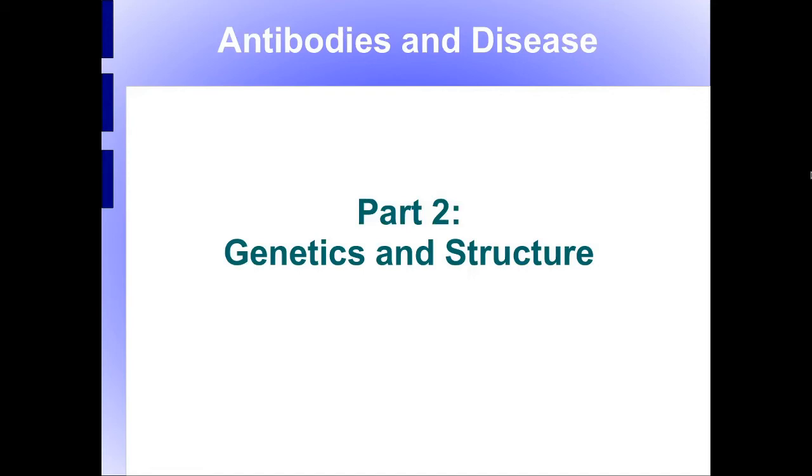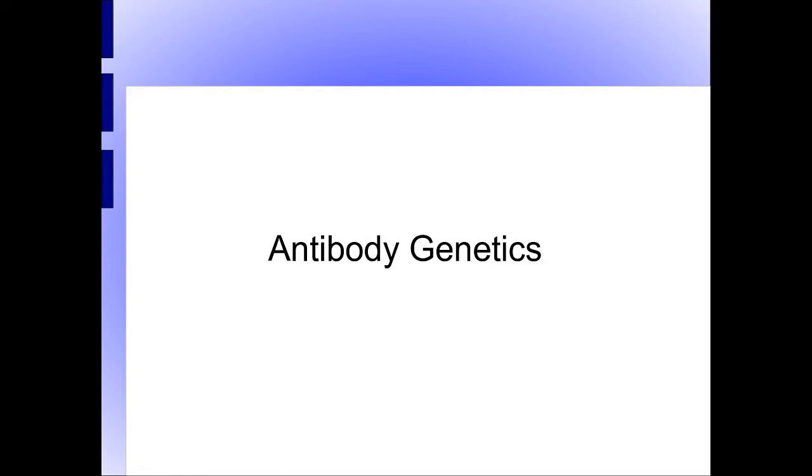Antibodies and Disease, Part 2, Genetics and Structure. Let's have a look first of all at how cells are able to produce billions and billions of different antibodies. I'm not going to go into this in huge detail, but just give you an overview.